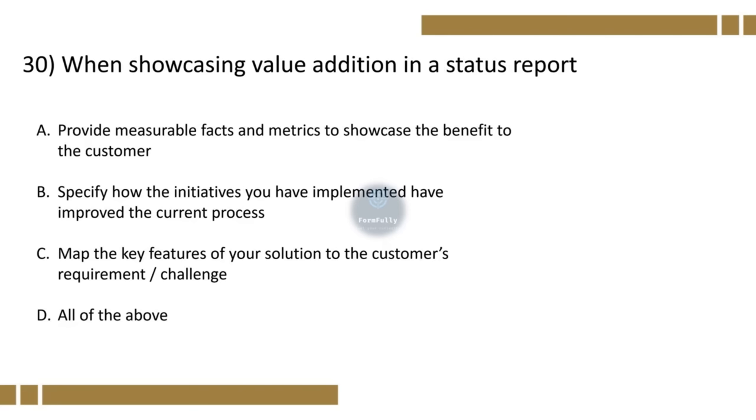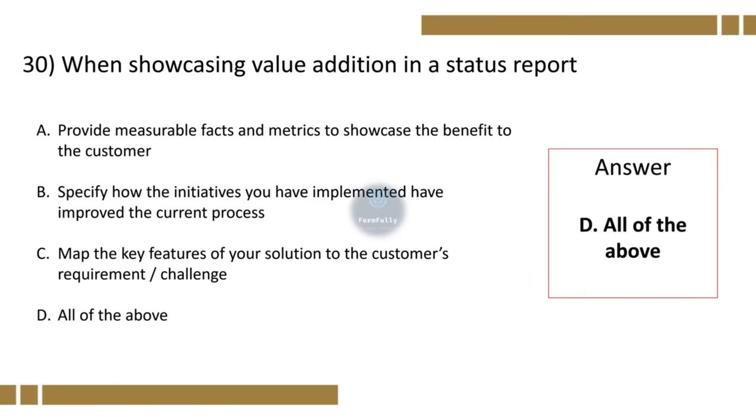Question 30. When showcasing value addition in a status report, option A, provide measurable facts and metrics to showcase the benefit to the customer. B, specify how the initiative you have implemented has improved the current process. C, map the key features of your solution to the customer's requirement and challenge. Option D, all of the above. And the correct option is D, all of the above.